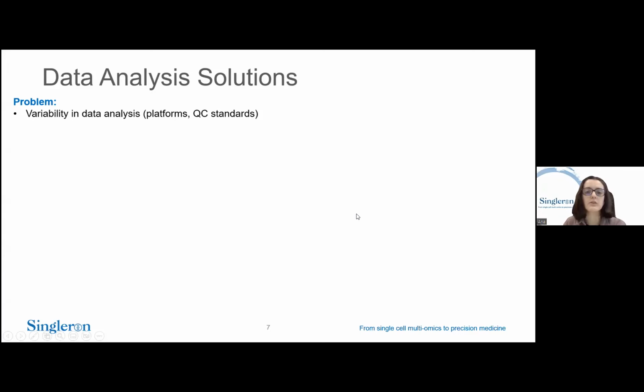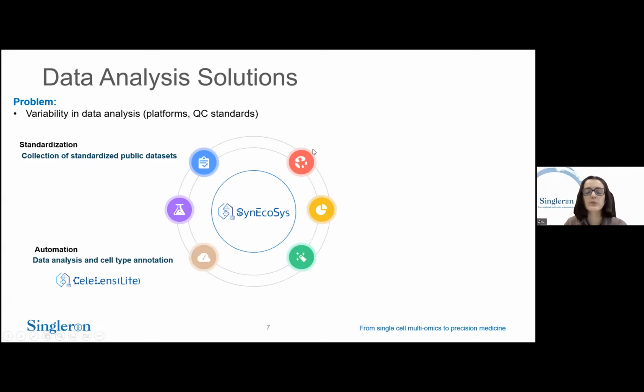So let's try to understand how SynEcoSys fixes the problems that I mentioned before. First, we have a high variability in data analysis. What we do is standardize a method of data collection for public data sets, and then every single data set goes through the same pipeline that we call CellLines, meaning that the same parameters and quality control standards are applied to every data set. Also, the same cell type annotation is employed, meaning that it's easy to compare the data sets between themselves.